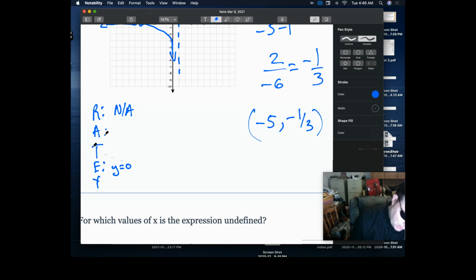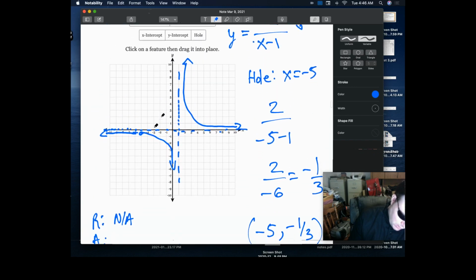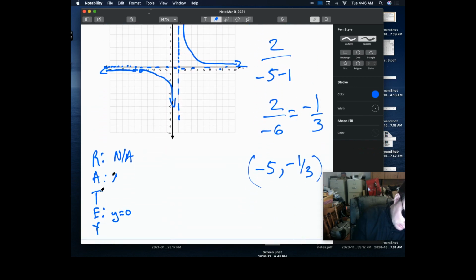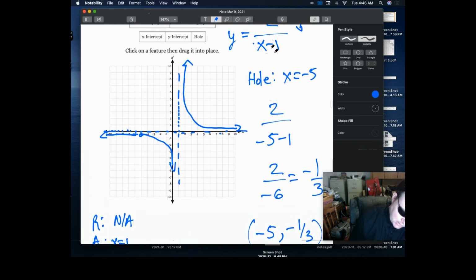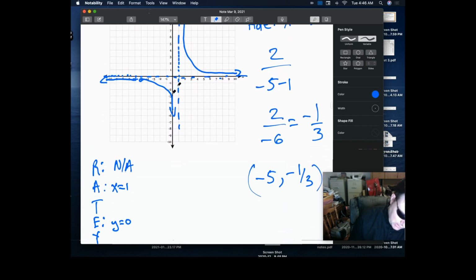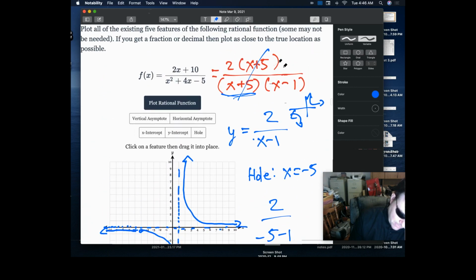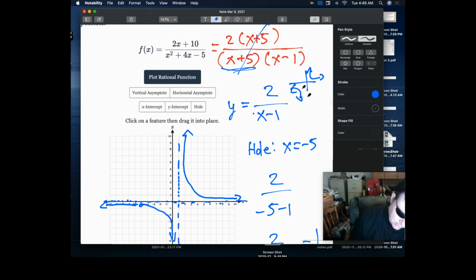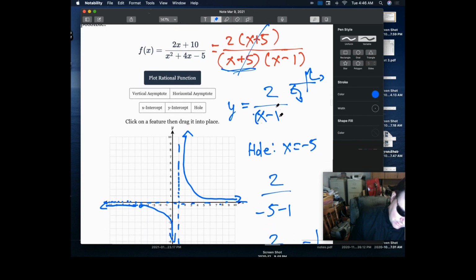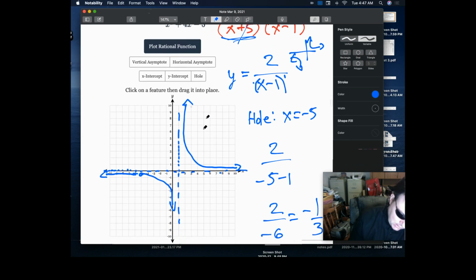We know the vertical asymptote is 1 because if I set the denominator equal to 0, x minus 1, 1 minus 1 is 0. There's no quantity squared, no quantity that is even. They're all odd.